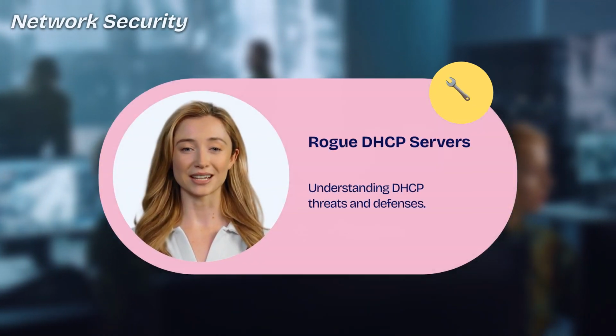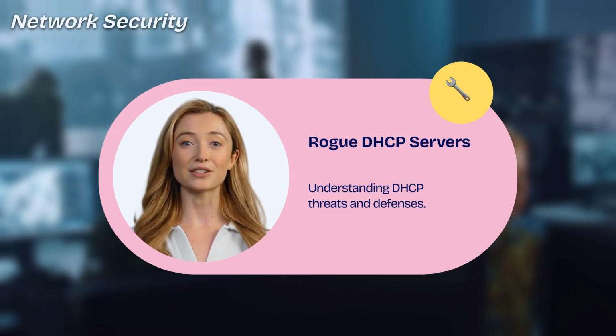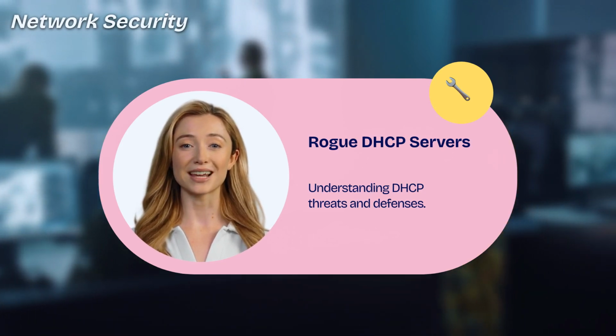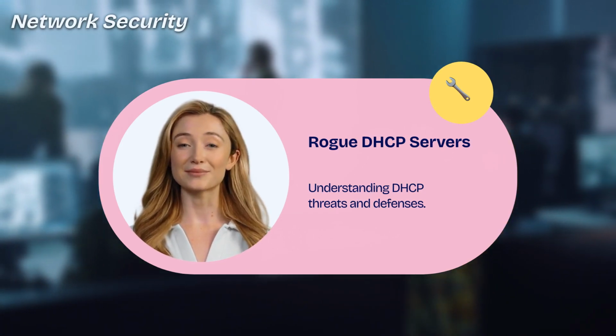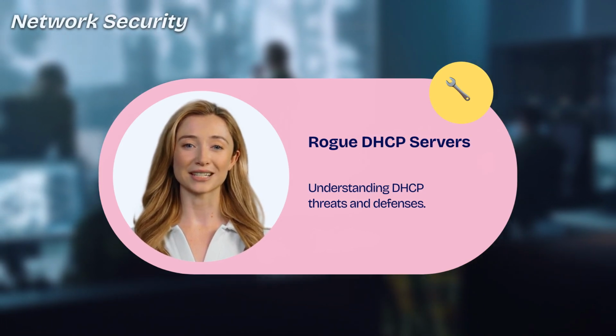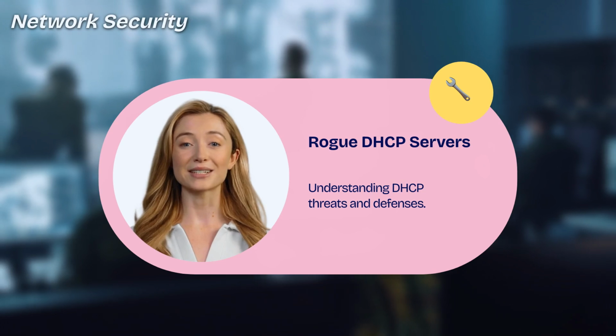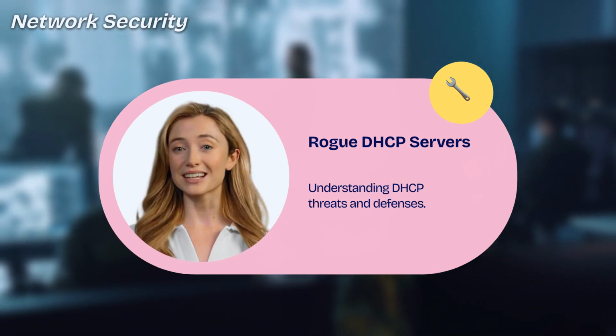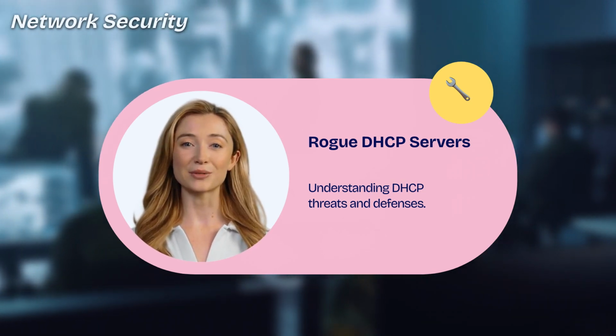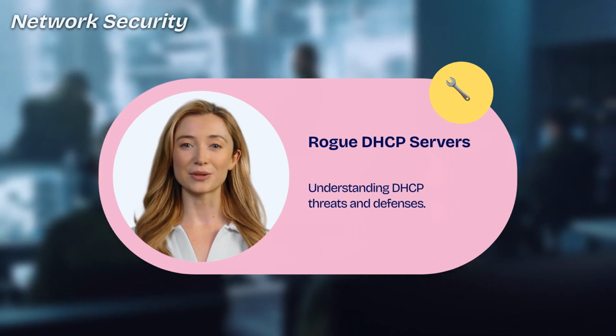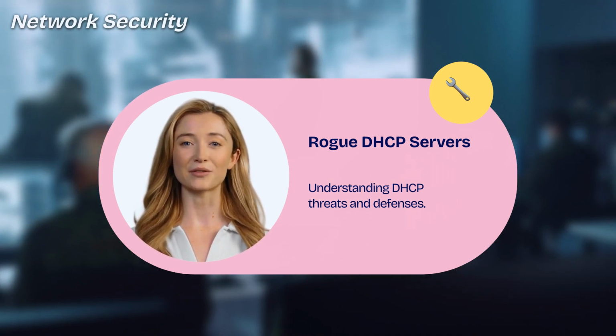Let's expand. A rogue DHCP server is when an attacker sets up a fake DHCP server to distribute incorrect network settings, possibly redirecting traffic. DHCP snooping can filter out these rogue responses. DHCP starvation involves overloading the DHCP server with requests to exhaust its address pool, which can be countered with DHCP snooping and rate limiting.